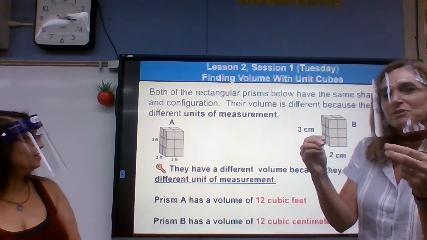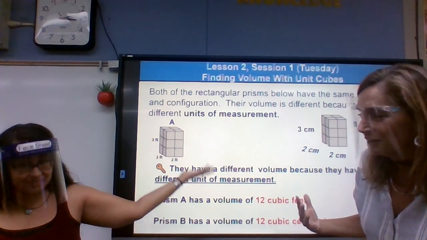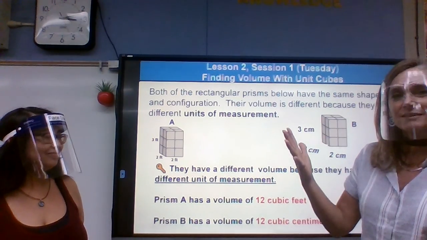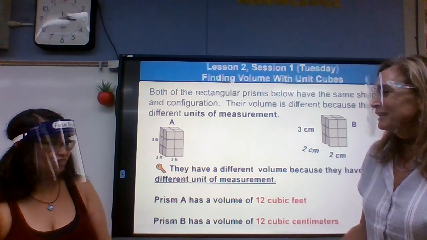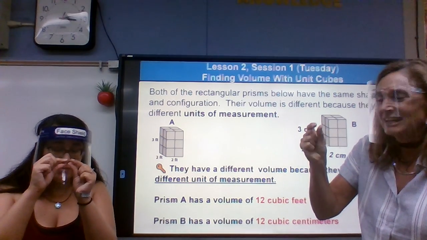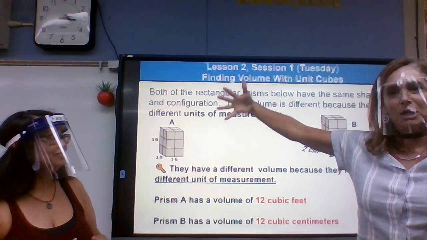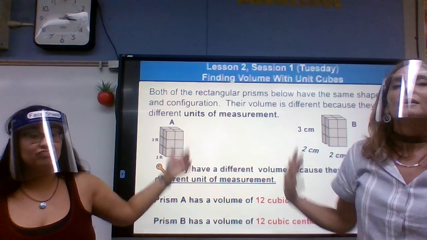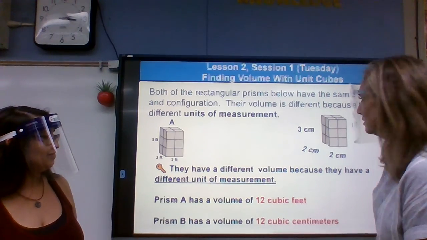So a unit of measurement, like inches, like feet, like miles, they all represent something. And so that influences our volume. Because if we had a teeny tiny volume, a little volume, versus a big volume, it's all due to that measurement that's in that cubic unit.